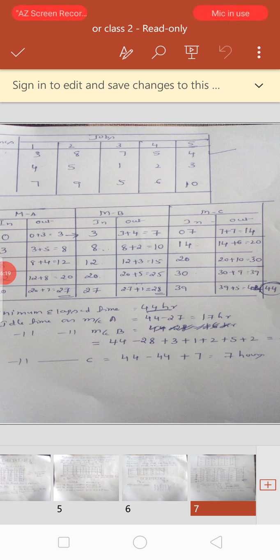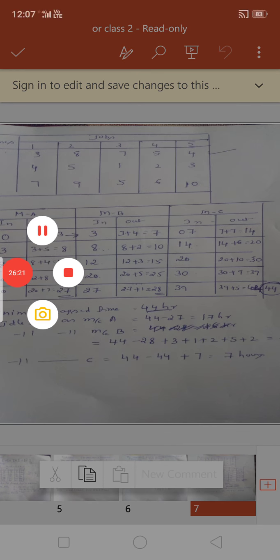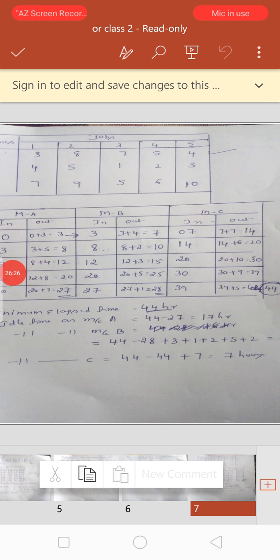In the next class, I will explain the graphical method, if possible, regarding how to calculate minimum elapsed time using the graphical method instead of the numerical method. Thank you.